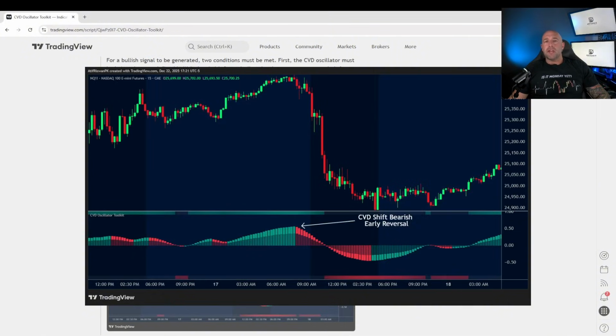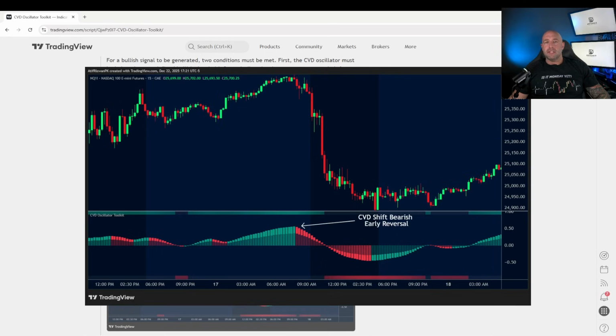For a bullish signal to be generated, two conditions must be met. First, the CVD oscillator must be below the user-defined bullish threshold. Second, directional momentum must switch from downward to upward. Only when both conditions occur together is a bullish signal produced. If momentum turns upward while the oscillator is above the bullish threshold, no signal is generated. The same logic applies on the bearish side. A bearish signal requires the oscillator to be above the bearish threshold and directional momentum to switch from upward to downward. Momentum reversals that occur closer to equilibrium are filtered out.